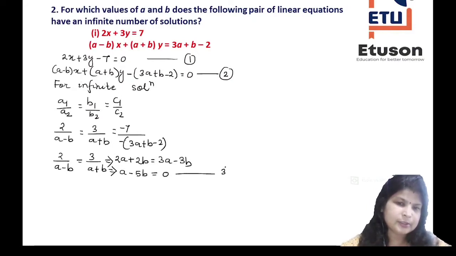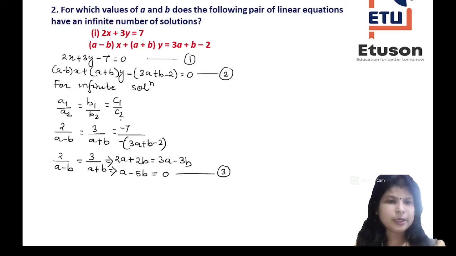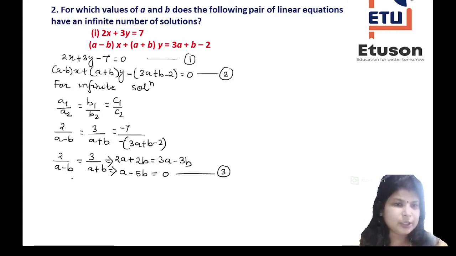So let this be your equation 3. Now you take another pair, another condition, like a1 by a2 is equal to c1 by c2, or you can take b1 by b2 is equal to c1 by c2. Correct or not? So I am taking b1 by b2 is equal to c1 by c2.